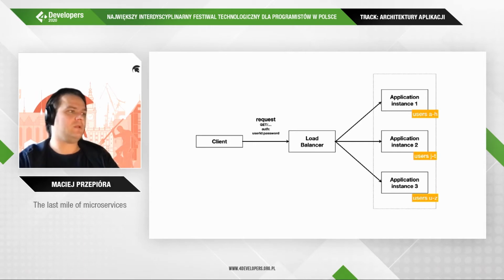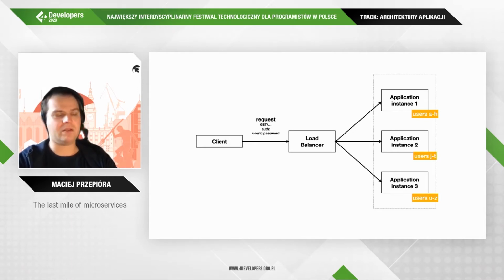The other option is you can scale by partitioning. So you can just provide this load balancer with some setup that tells it that if you have a user with a name that starts with A and up to H, then assign that user to one instance. If the user name starts between J and T, then assign that user to another instance. And then for all the rest of the users, just use a third instance.